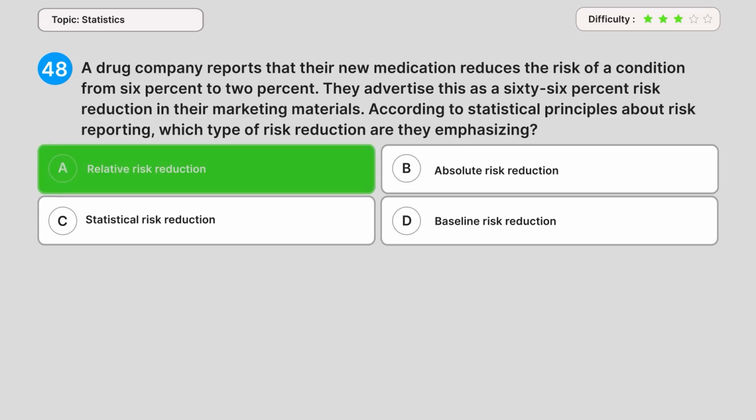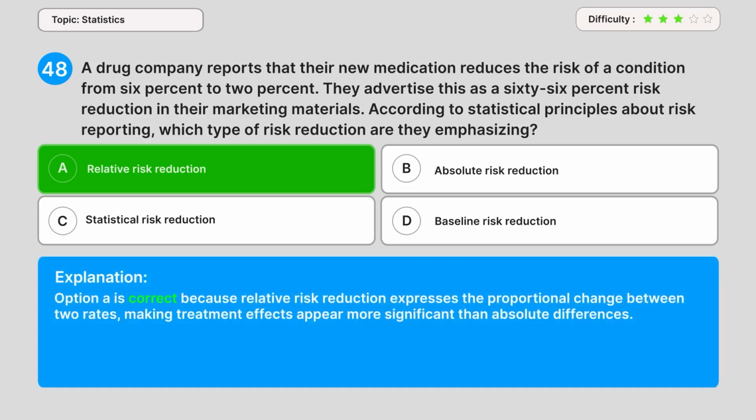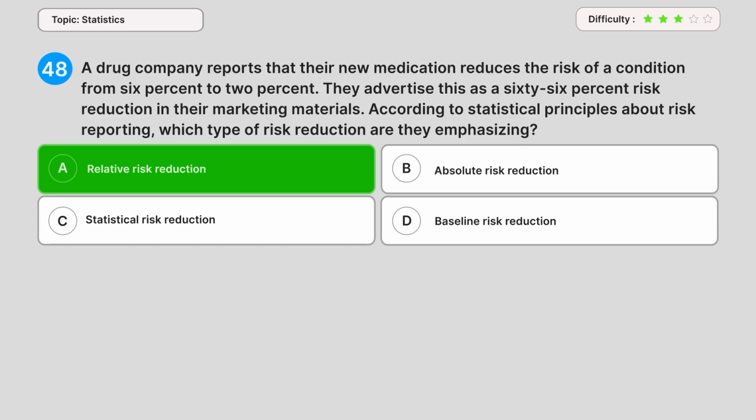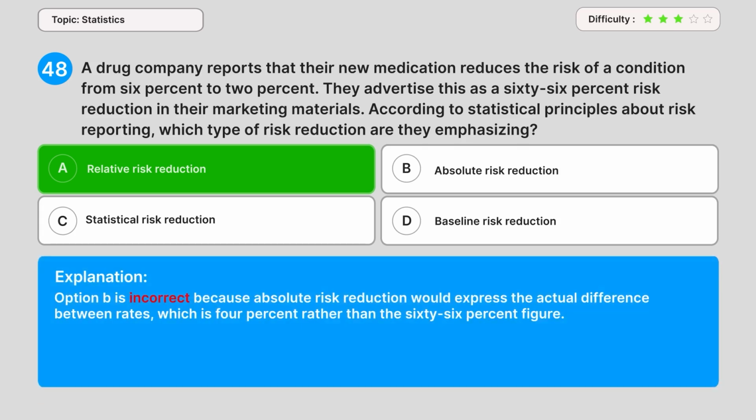Correct answer, A. Relative risk reduction. Explanation. Option A is correct because relative risk reduction expresses the proportional change between two rates, making treatment effects appear more significant than absolute differences. Option B is incorrect because absolute risk reduction would express the actual difference between rates, which is 4% rather than the 66% figure.